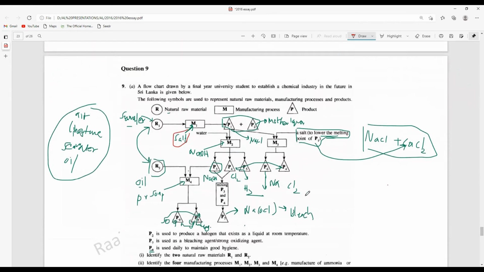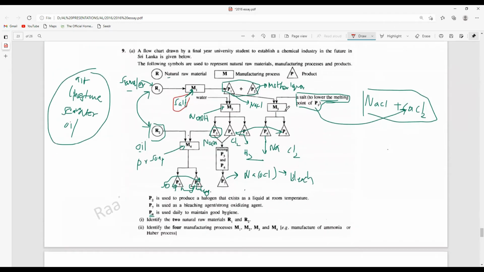And M3, what is M3? It is extraction of sodium. You can simply explain that this is electrolysis of fused NaCl. At the anode, what is actually happening? Oxidation reaction. You can write down the oxidation reaction. At the cathode, you can write down the reduction reaction, Na+ giving Na. So you can simply explain those two.